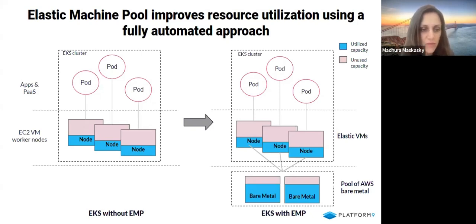So instead of you deploying a fleet of EC2 worker nodes as workers for your EKS cluster, with EMP, EMP deploys on your behalf a pool or a fleet of AWS bare metal nodes behind the scenes. And then on top of that, it deploys its own virtualization using open source KVM, and we create a fleet of virtual machines, an alternate virtualization layer, which we call elastic VMs. And these EVMs or elastic VMs look and feel exactly like your EC2 worker nodes, except they're highly optimized and highly aware of your actual utilization of resources. So let's go next.